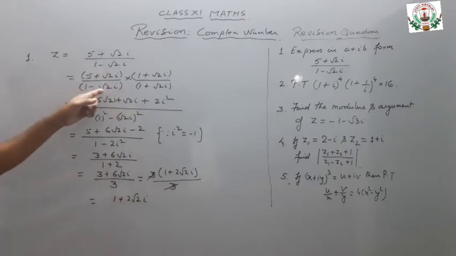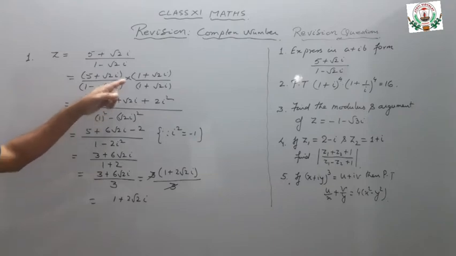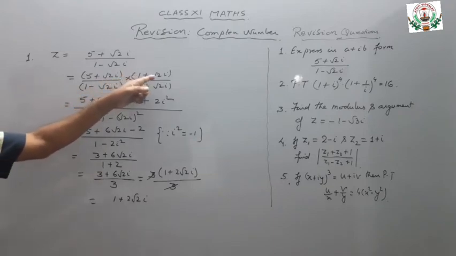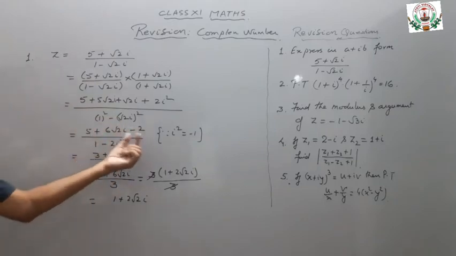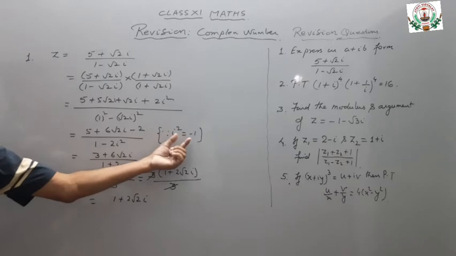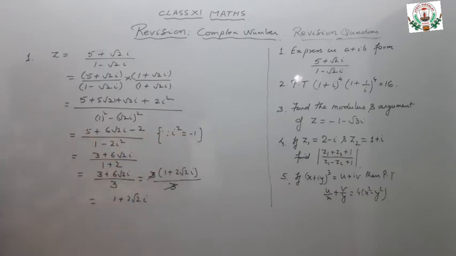Okay, we have to rationalize the given complex number with the conjugate of the denominator. That is, the denominator is given as 1 minus root 2i. So we have to multiply and divide with 1 plus root 2i, and then we have to evaluate. And wherever we get an i square term, we take the next step as minus 1, and we have to solve it further. Okay, let's move to question number 2.